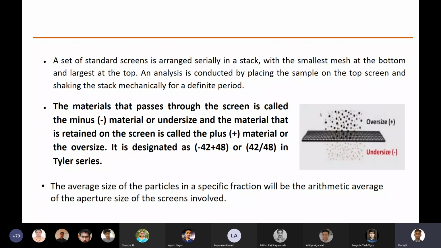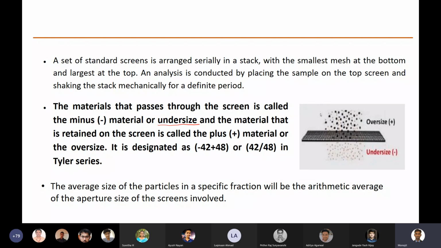The material that passes through a specific screen is called minus material or undersize of the screen. So this term undersize we will be using very frequently later on. If I say that this is undersize of a specific screen, that means all the particles will pass through that screen. If I say that this material is undersize of screen A, then all the material will pass through screen A. That is what you should understand if I say it's an undersize.